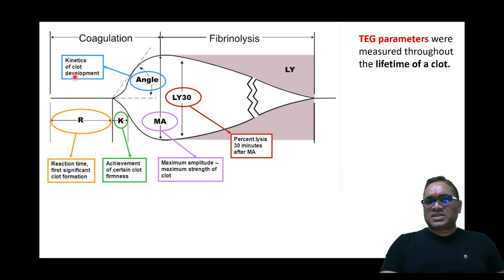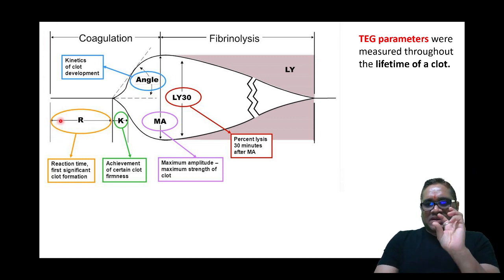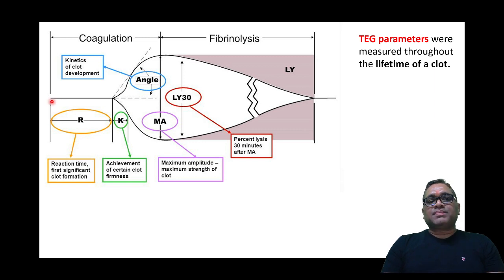Now you can see this is the TEG graph. You can notice this point. At this point we are adding the sample into the cup, that rotatory cup rotating at 4 to 45 degrees. We are adding the blood sample, and after adding it, we wait for when the fibrin clot will form for the first time. So the initial fibrin clot formation is given as the R time, which is called reaction time, when you see the first fibrin clot. So this is the R time.